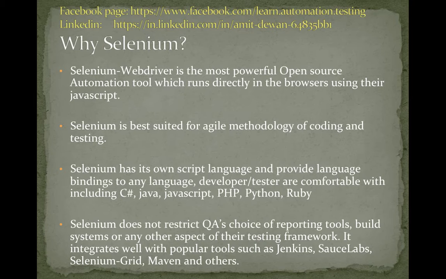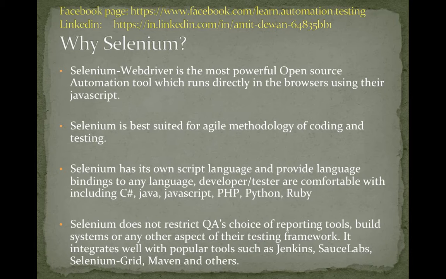So here it is: why do we need Selenium as an automation tool and why not others? The most important reason is that it's the most powerful open source automation tool, which runs directly in the browsers using their JavaScript. Now you all know that agile methodology is mostly used in all IT companies. It's the most preferred methodology, so Selenium is best suited for it.